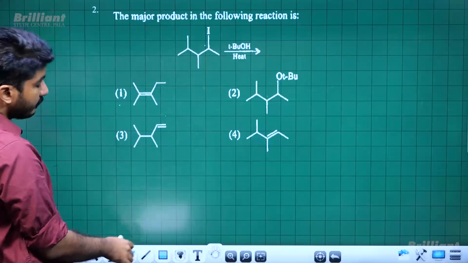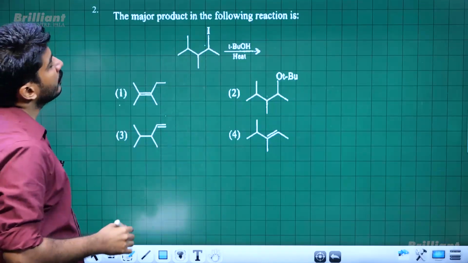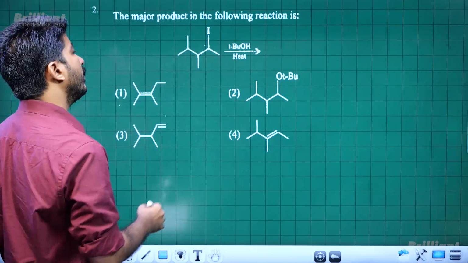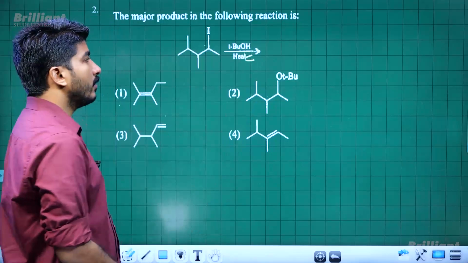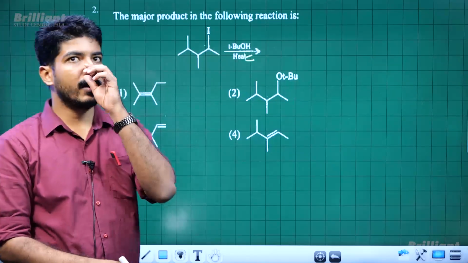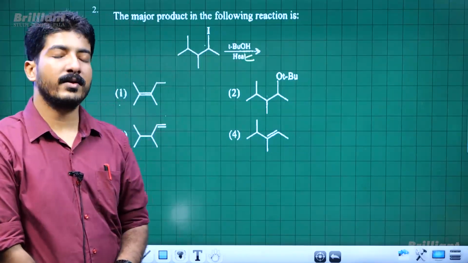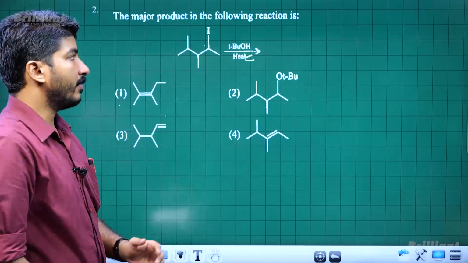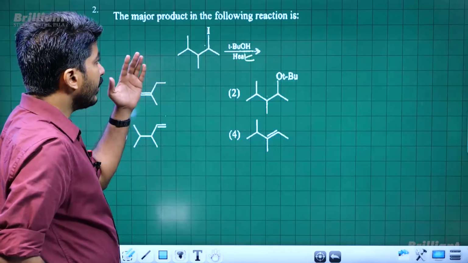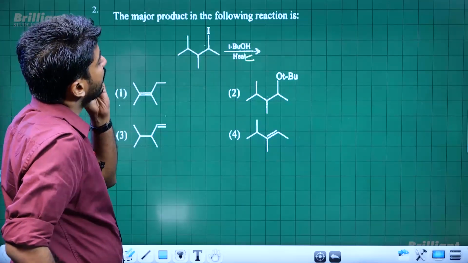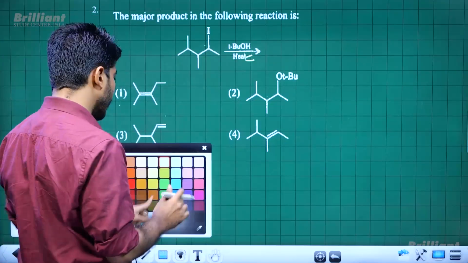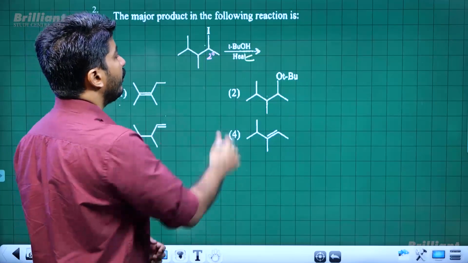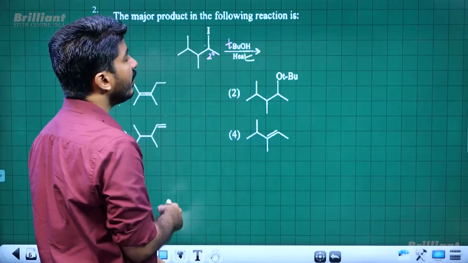Now, this is the second question. The major product in the following reaction is... Whenever we see a haloalkane, we should first think about the substitution reaction, and only then about elimination. So first of all, we know that this is a secondary haloalkane. And we are using tertiary butyl alcohol.